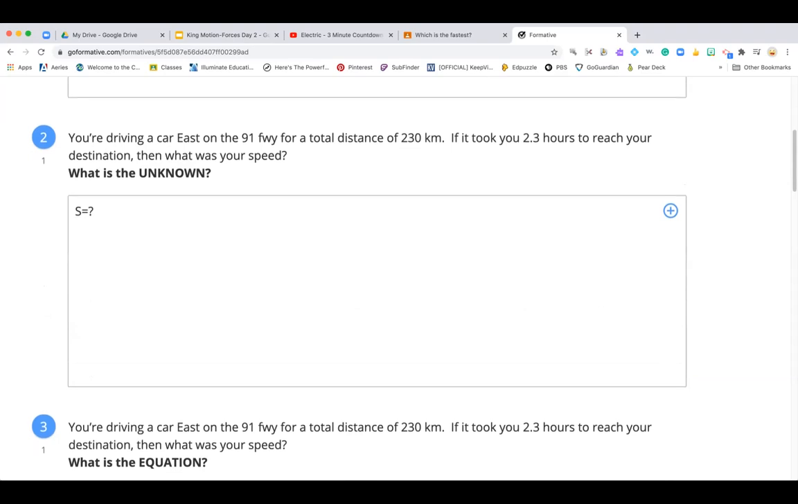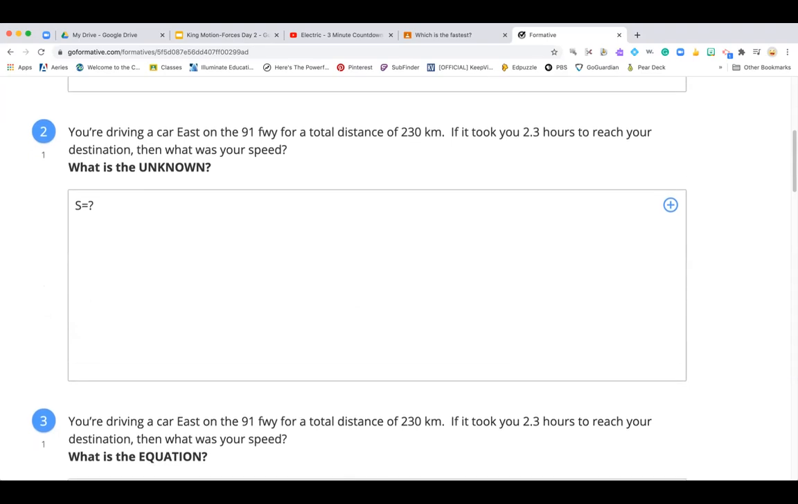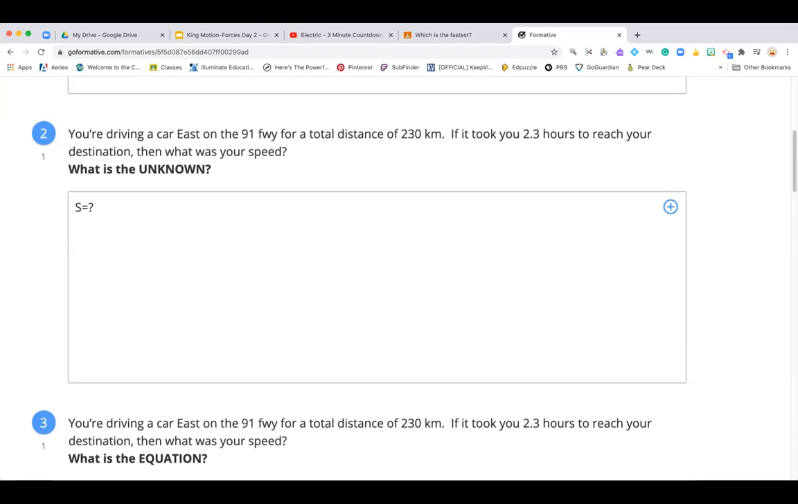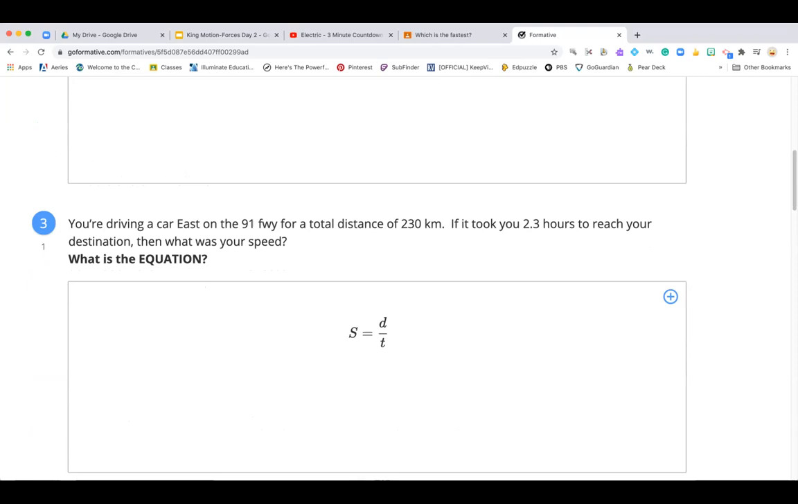So somebody help me out here. What is the equation that we are going to be using to solve this problem? Naomi, what's the equation? Speed equals distance over time. Okay, now let me show you how I want you to do this.